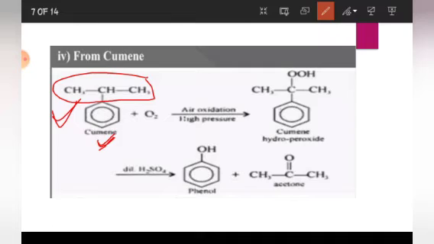on the arrow, cumene is oxidized in the presence of air to get cumene hydroperoxide. See, this is cumene hydroperoxide. What you will do, this H, you will add here peroxide group. See, this change has been done and this is known as cumene hydroperoxide.